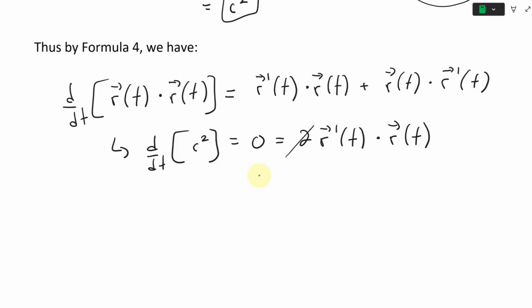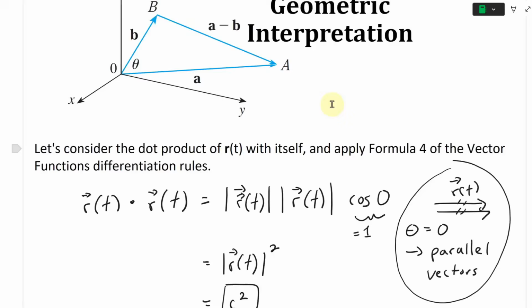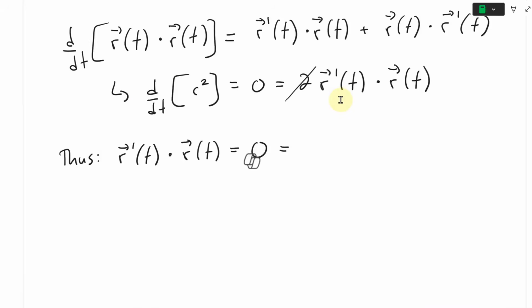And we can divide both sides by 2, just cancel it out. Basically what it means is, thus, r prime of t dot product with r of t is equal to 0, and it also equals, by the geometric interpretation using the absolute value signs, the length of r prime of t multiplied by the length of the regular vector function, times cosine theta.